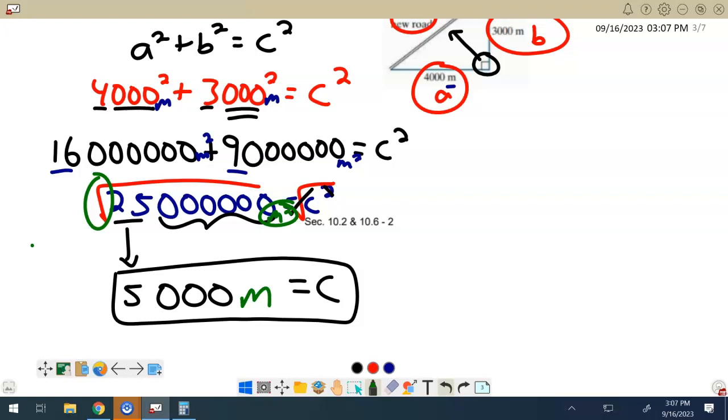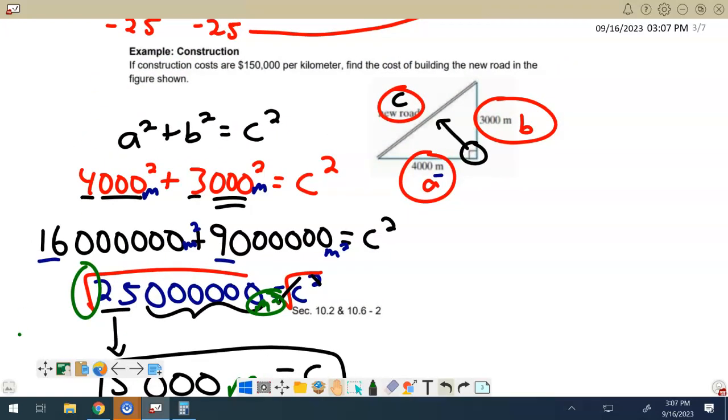Now, the reason that matters is because this is not our final answer. So if this is a problem on the homework, and you go to type this into MyMathLab, that's not going to be the right answer. It's going to be wrong. Even though we did everything right so far, we're not done, right? It's asking not how long the road is going to be. It's asking, find the cost of making that new road.